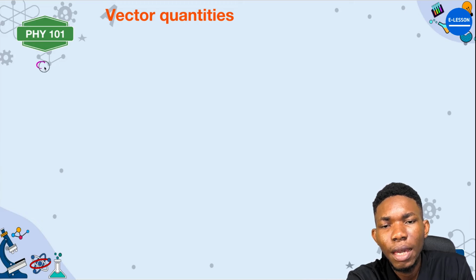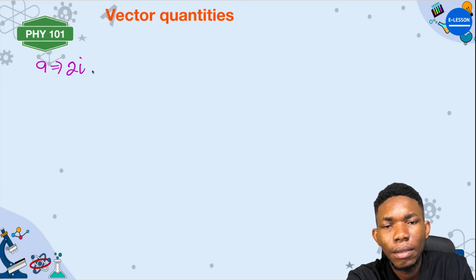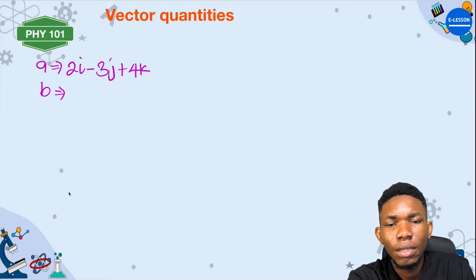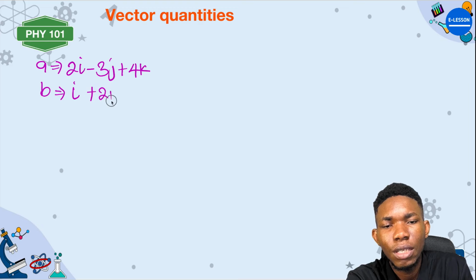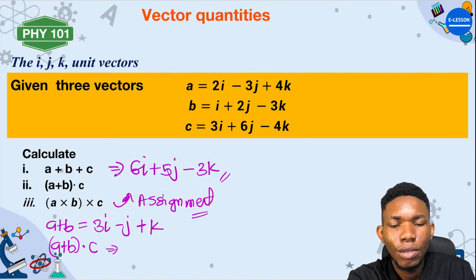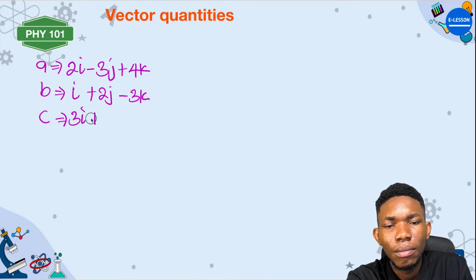A cross, you have A as what? Let's write out our values. A is what? 2i minus 3j plus 4k. So write it out. 2i minus 3j plus what? 4k. Our B is what? B is i plus 2j minus 3k. And then C. C is what? 3i plus 6j minus 4k.